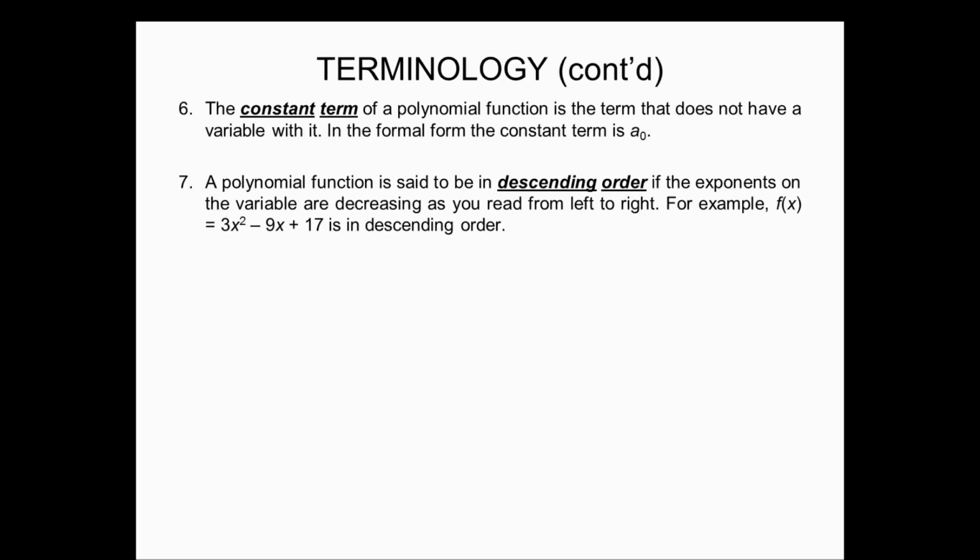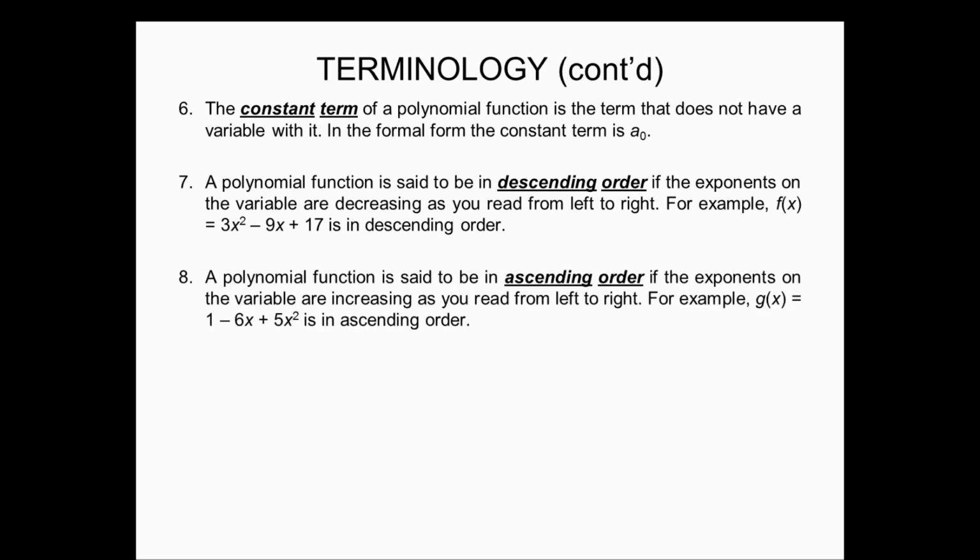Number 7, a polynomial function is said to be in descending order if the exponents on the variables are decreasing as you read from left to right. For example, f of x equals 3x squared minus 9x plus 17 is in descending order. But that's the order we're used to. Okay, we're used to seeing the powers of x go down. Number 8, a polynomial function is said to be in ascending order if the exponents on the variable are increasing as you read from left to right. For example, g of x equals 1 minus 6x plus 5x squared is in ascending order. Okay, the powers of x go up. Remember, since it is a function, there is only one variable.